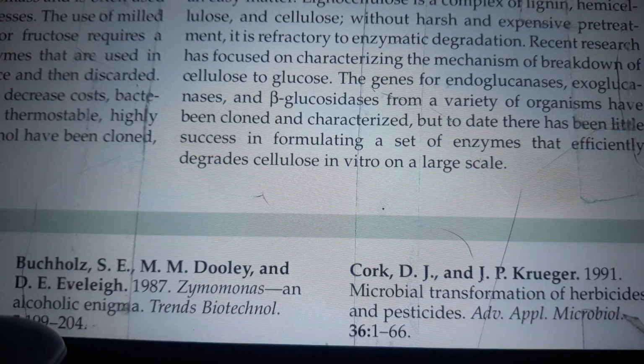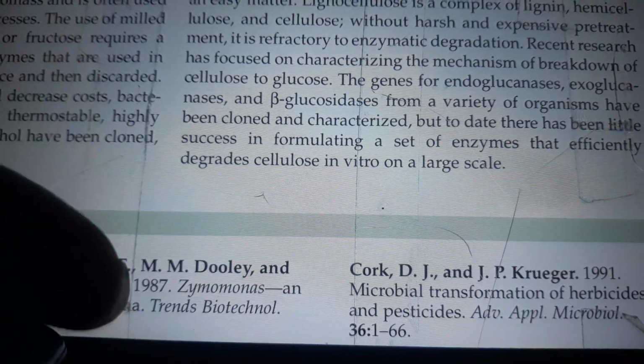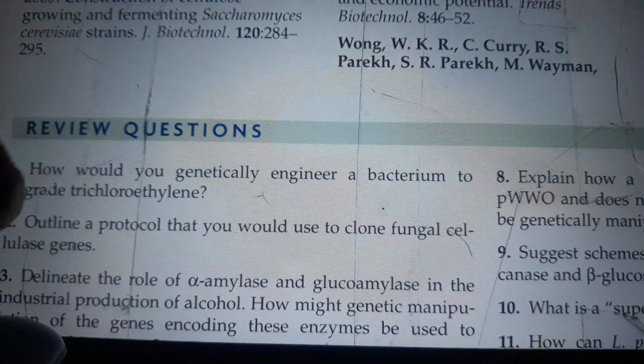Recent research has focused on characterizing the mechanism of breakdown of cellulose to glucose. The genes for the endoglucanases, exoglucanases, and beta-glucosidases from a variety of organisms have been cloned and characterized, but to date there has been little success in formulating a set of enzymes that efficiently degrades cellulose in vitro on a large scale. Now, on to the review questions.